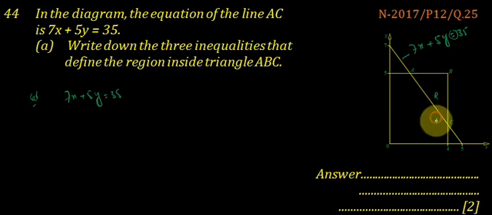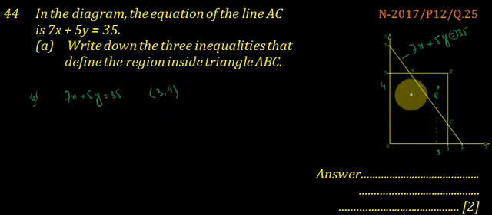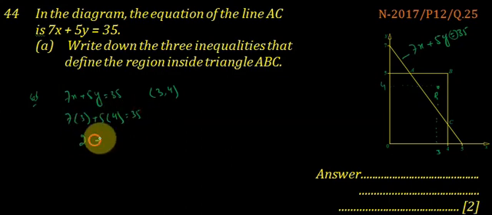So we take the coordinate 3 and 4, x is 3 and y is 4, so that we can find whether the region is above this line, or below this line, that is shaded or defined in triangle ABC. So 7 times 3 plus 5 times 4 is 21 plus 20, so it becomes 41, and 41 is greater than 35.